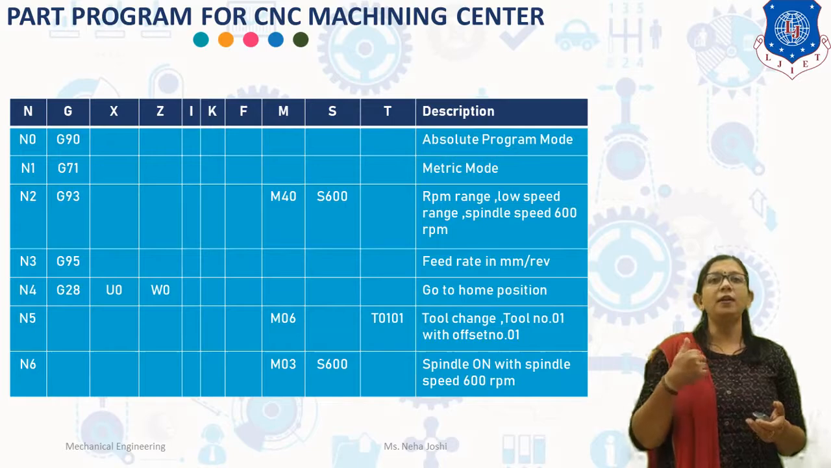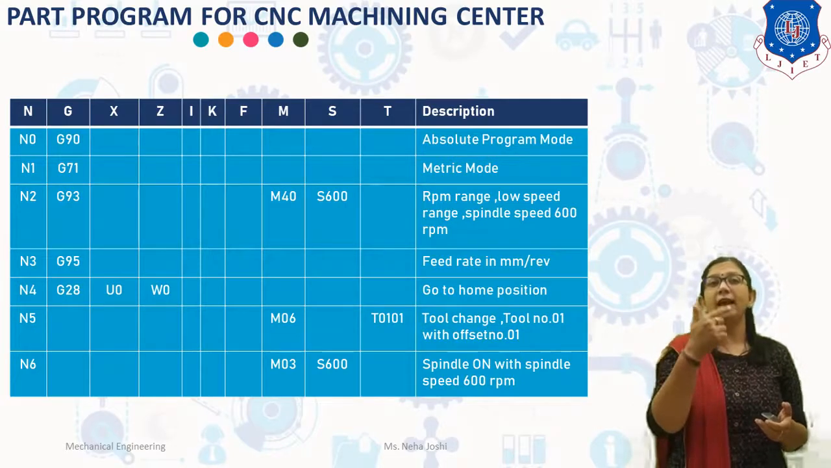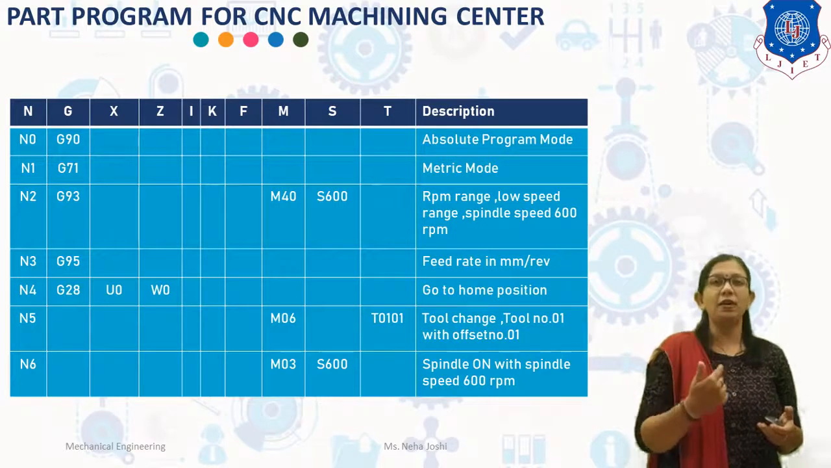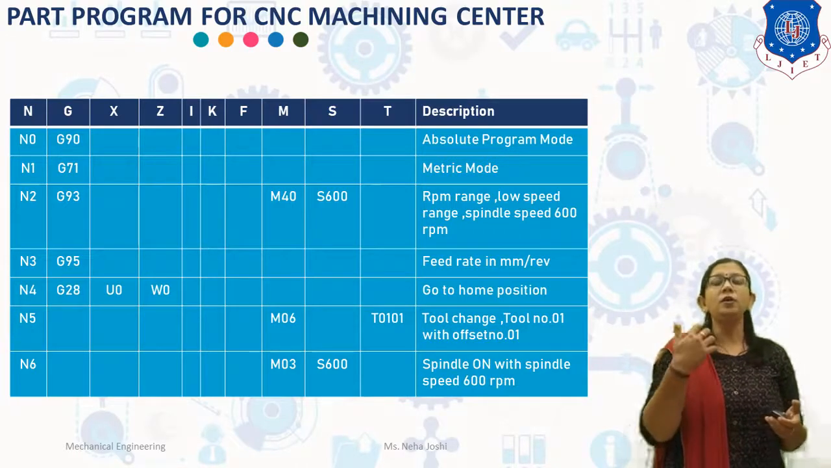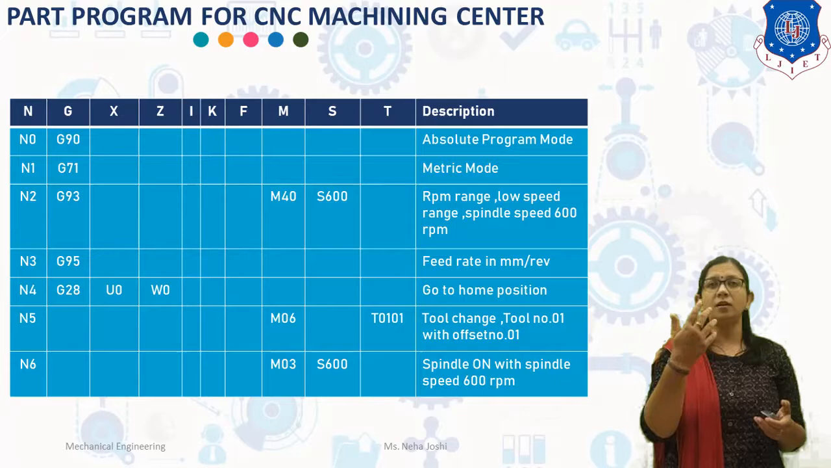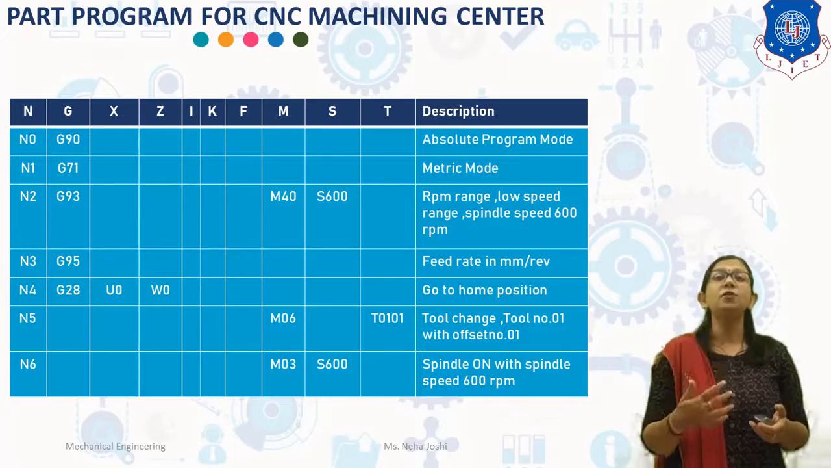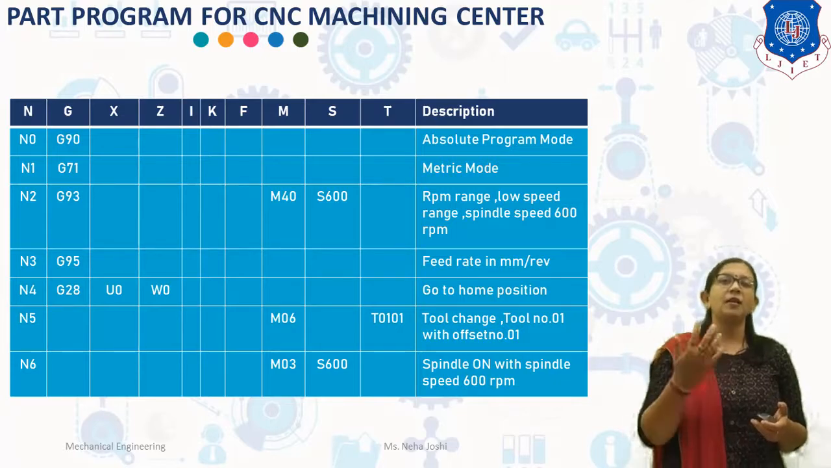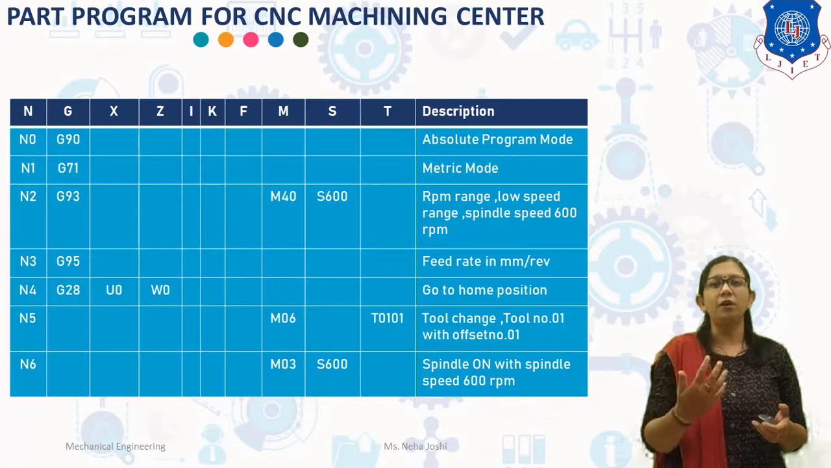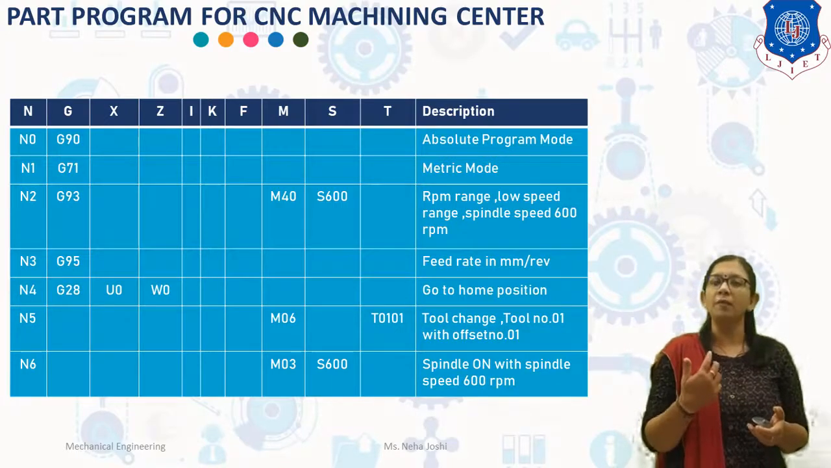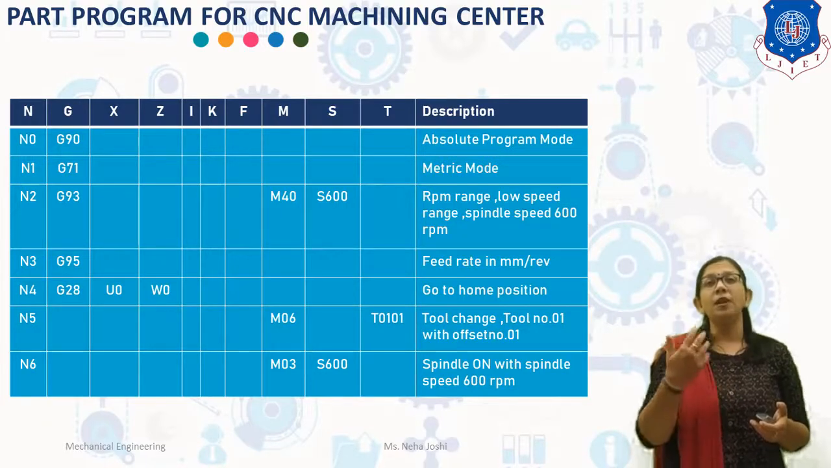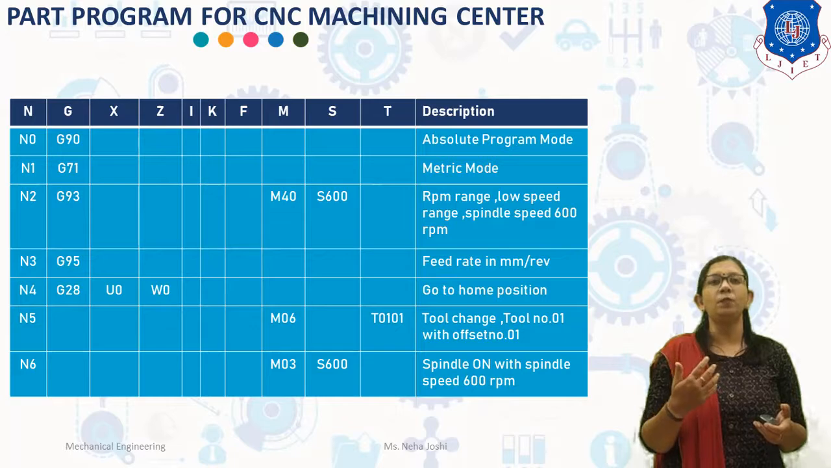In the table, you can see the first sequence number is N0. Okay, as we have earlier discussed, the common format of part programming. N0 is the first sequence. G90 is used for absolute programming mode. Then the second sequence is N1, and G71 is used for metric mode programming. If your part drawing is in inch mode, then you have to use the G70 code.